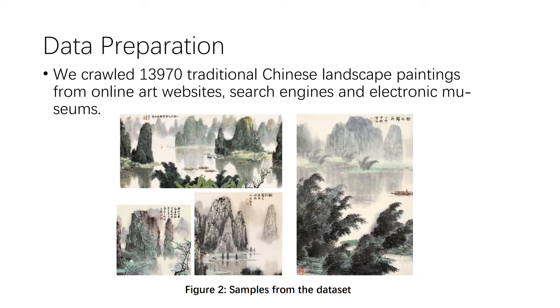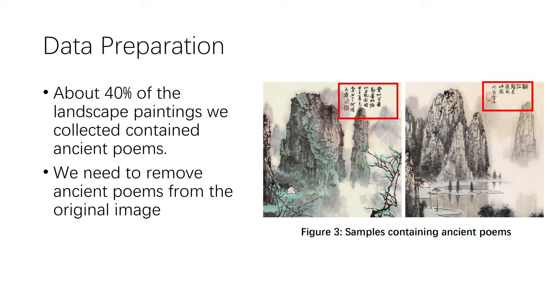We collected 13,970 traditional Chinese landscape paintings from online art websites, search engines, and electronic museums. About 40% of the landscape paintings we collected contained ancient poems. If we use landscape paintings with ancient poems to train the generative model, the model will generate textures similar to ancient poems on the image, but it is not semantically readable. So we need to remove ancient poems from the original image.